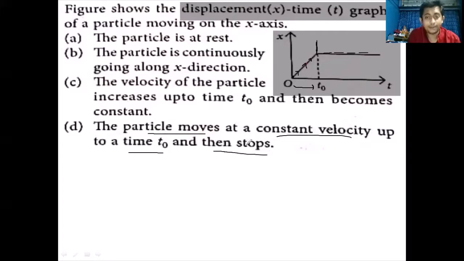उसके बाद students the particle is stopping. So you can see that the displacement is not changing. The correct answer is option D. Particle initially constant velocity से move कर रहा है, so the displacement is a straight line passing through origin, and after time t naught the particle is stopping there, so the displacement is not changing. Right. Let's move on to the next question.